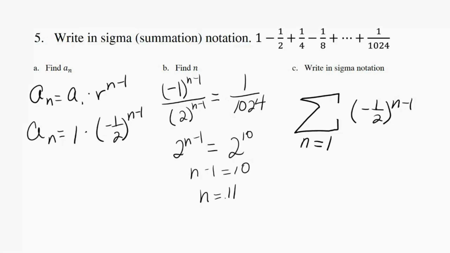So what is this n here? Well, it actually tells us where to stop on our sigma notation. Again, we start off on 1. We end up getting 1 from this formula. If we plug in 2, you should get out -1/2. Plug in 3, get 1/4. Plug in 4, get -1/8. And if you keep on going, you end up plugging in 11 to get 1 over 1024.